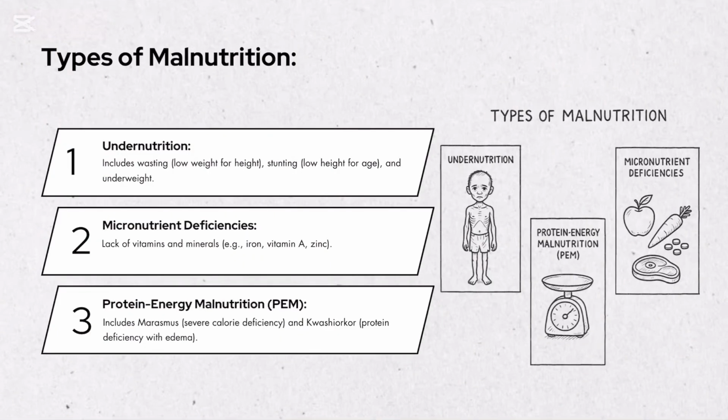Third, protein energy malnutrition, also known as PEM. This includes two classic syndromes, marasmus and kwashiorkor. Marasmus results from severe calorie deficiency and leads to significant wasting of fat and muscle tissue. Kwashiorkor is due to inadequate protein intake, often characterized by edema, enlargement of the liver, and skin and hair changes. As nurses, recognizing the type of malnutrition can guide our care plan, whether it involves dietary intervention, supplementation, or referral to a dietitian.